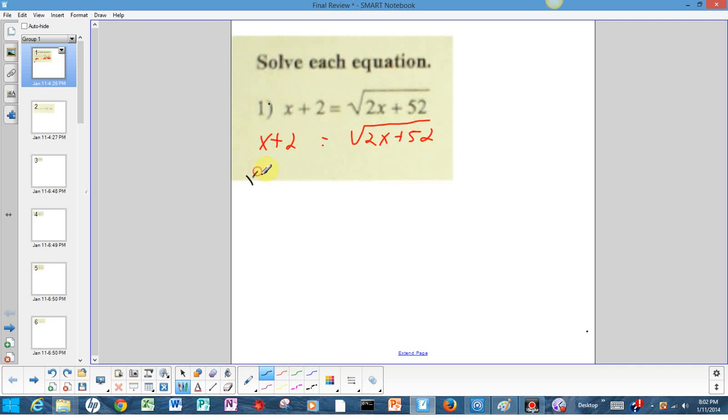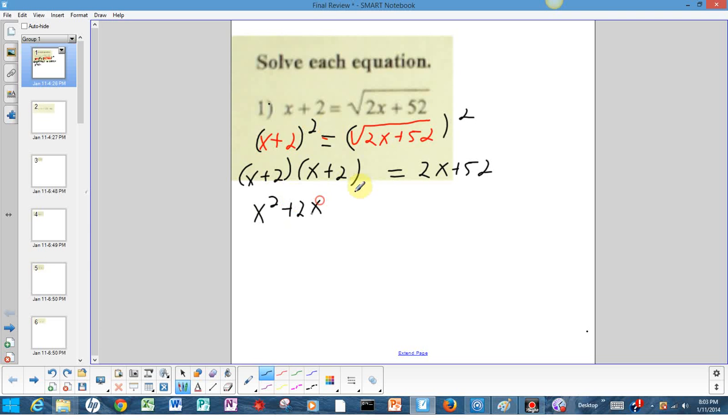I get x plus 2 times x plus 2, and then that's going to equal, the square root will go away, and you're just left with 2x plus 52. So that's what happens when you square both sides, like so. That should say equal. All right, and then if you FOIL this, it's going to be x squared plus 2x, and the outsides would be 2x, and plus 4, and over here you get 2x plus 52.